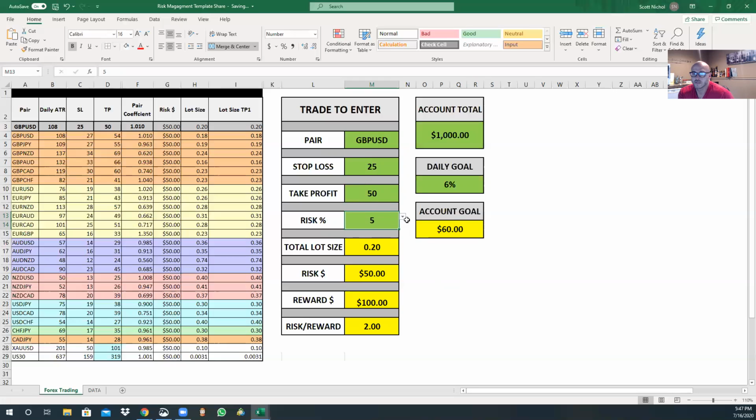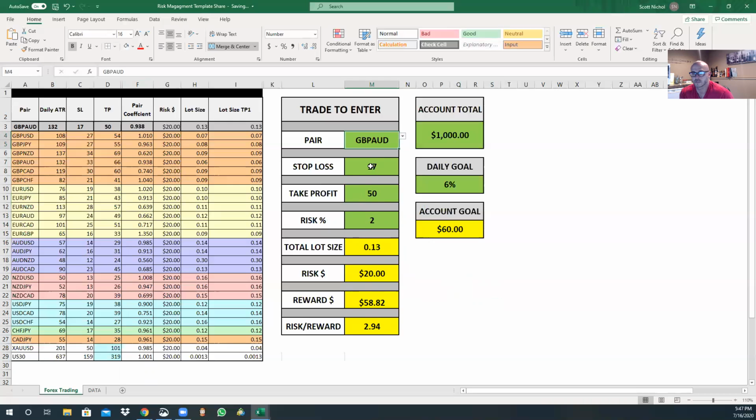But again, this is going to help you understand your lot size quickly, easily, and absolutely accurately because there's this pair coefficient to it. All you have to do is pick the pair you want to trade. Everything's going to be calculated for you. It'll tell you how much that trade is going to pay out if it hits TP, and how much you're willing to risk at 5%. I just flipped that. You can flip this around to whatever you want. It's going to tell you absolutely everything you need, and all you have to do is put in 4 different cells here, and they're all drop down.